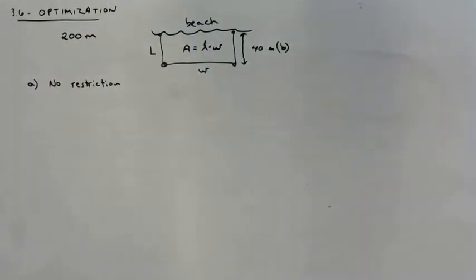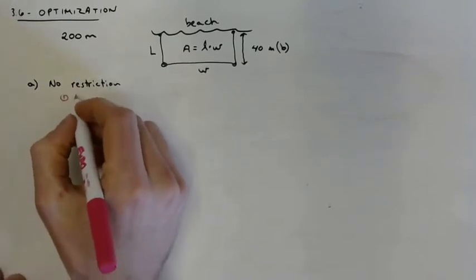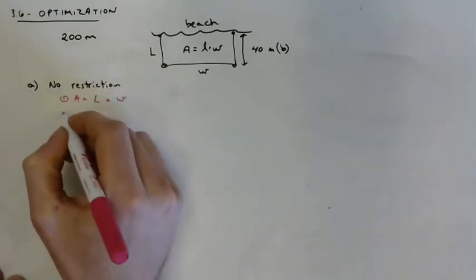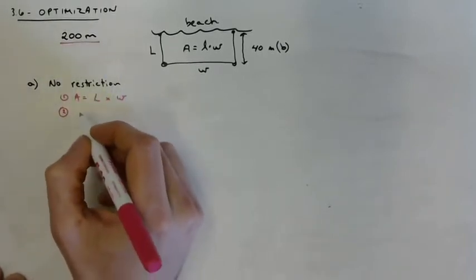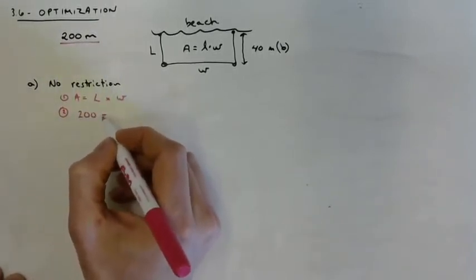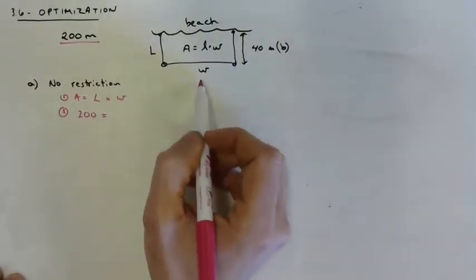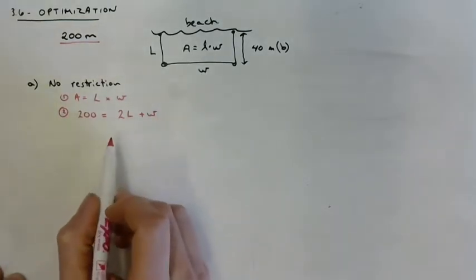And so we're going to end up with 2 equations here. The first equation is pretty straightforward. It's A equals L times W. The second equation comes from the length of the rope. The length of the rope is 200 meters, and that is going to be 2 L's plus a W. 2L plus W.